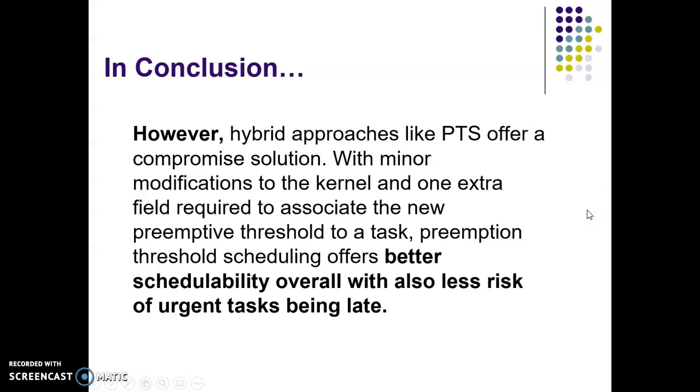However, hybrid approaches like PTS offer a compromise with minor modifications to the kernel and one extra field required to associate the new threshold to a task. Preemption threshold scheduling offers better schedulability overall, also with less risk of urgent tasks being late.